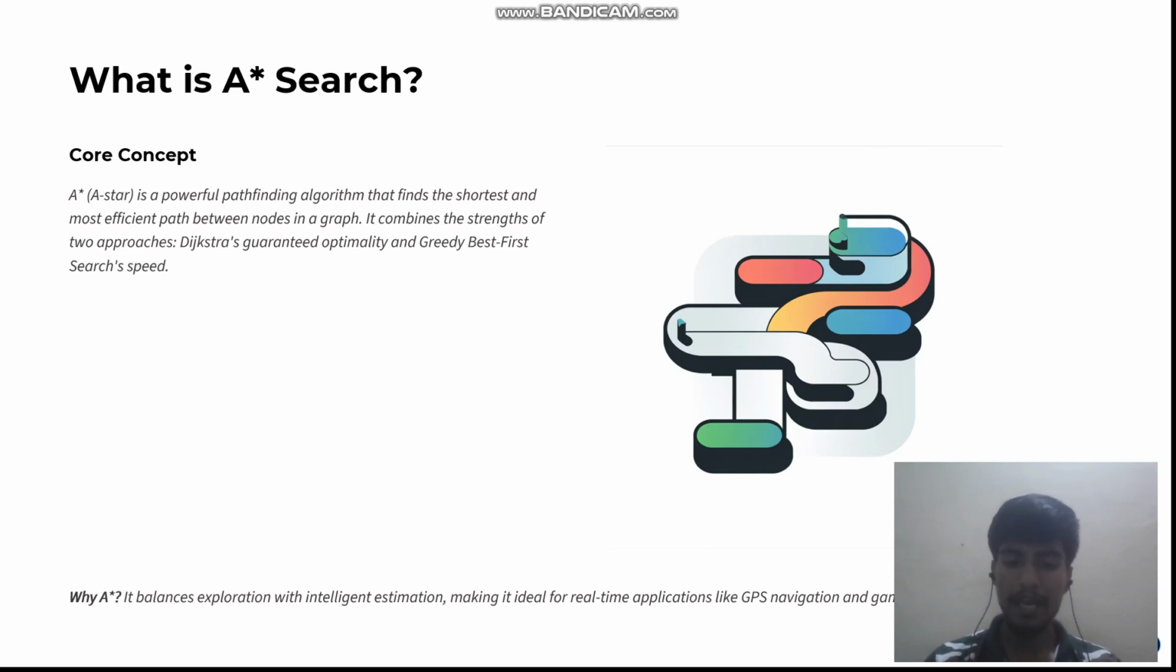In simple words, A-star doesn't blindly explore. It uses logic to estimate which path is most promising. That's why it's widely used in GPS navigation and game AI, because it's smart, fast, and accurate.